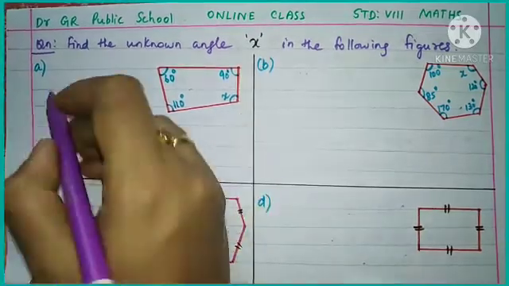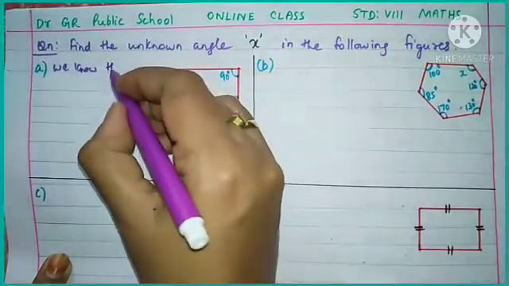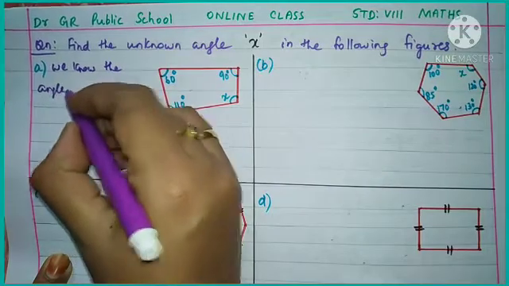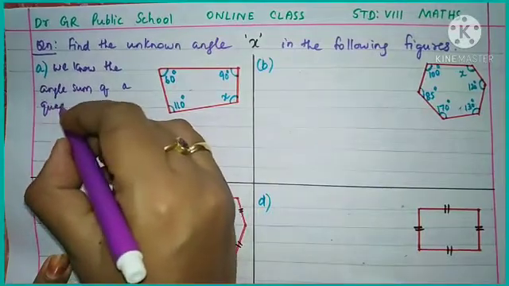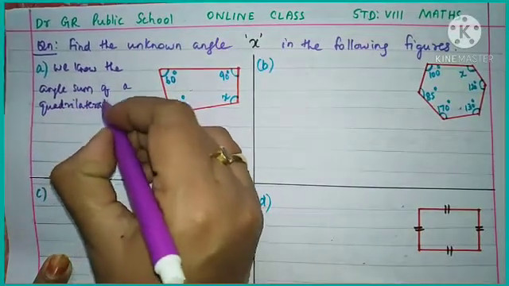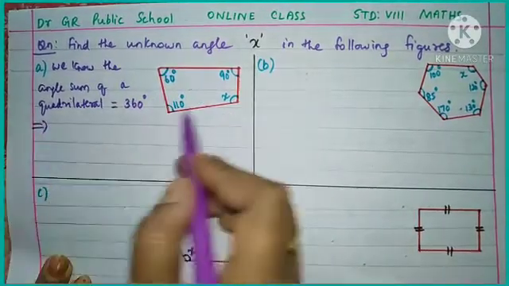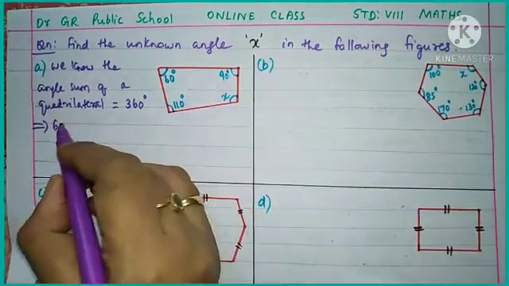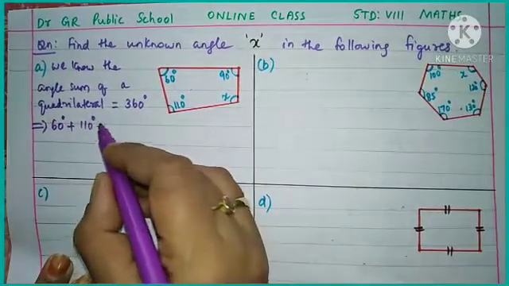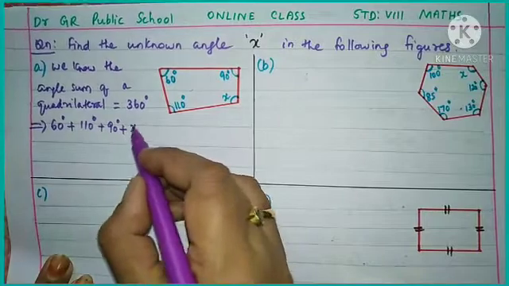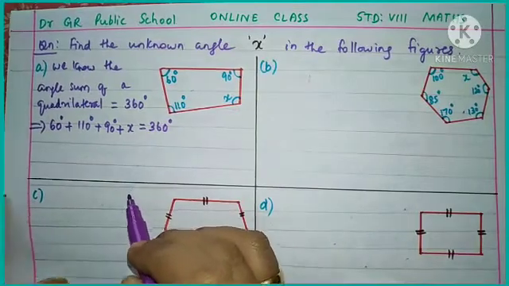So how will you write? We know the angle sum of a quadrilateral is equal to 360 degrees. This implies, so you add all the 4 angles, 60 plus 110 degrees plus 90 degrees plus we don't know what is x, equal to 360 degrees. Understand, children? So this is the way to find out.